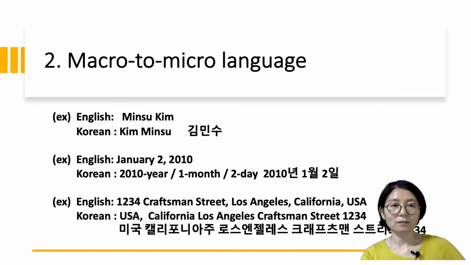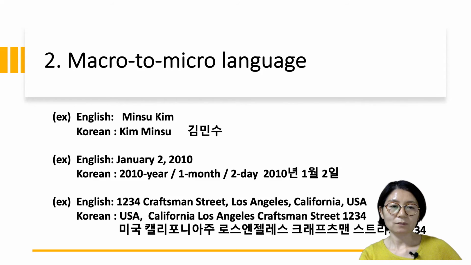And then the next one is that the Korean language is kind of a macro to micro language. What I mean by that is that we put the larger units first, and then we put the smaller units later on. For example, if you call someone with a full name, in English, you'll say Minsu Kim, starting with the given name and then finishing up with the family name, right? But in Korean, it is really the opposite. We put the family name first and then the given name later.